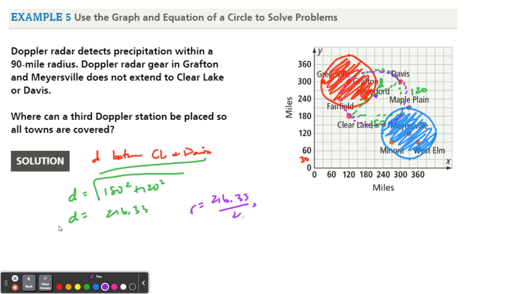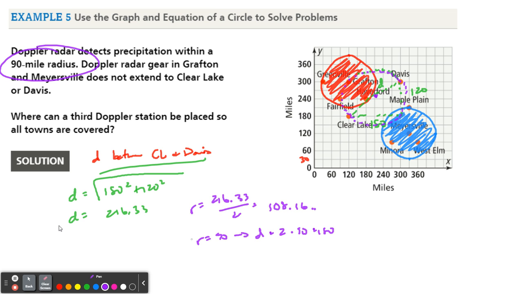And when you do that, you get roughly 108.16. But notice that these Doppler radar stations can only be 90 miles in radius. That's longer. If the radius is 90, then the diameter would be 2 times 90, which would be 180. You can only have a diameter of 180. This has a diameter of 216. So no matter how you slice it, there cannot be a third Doppler station placed.